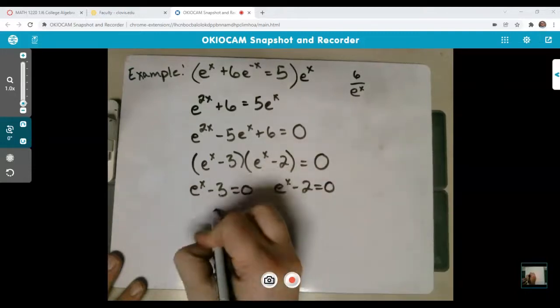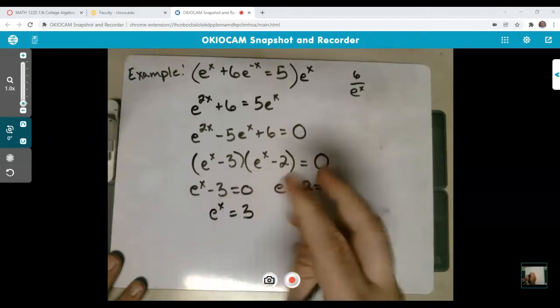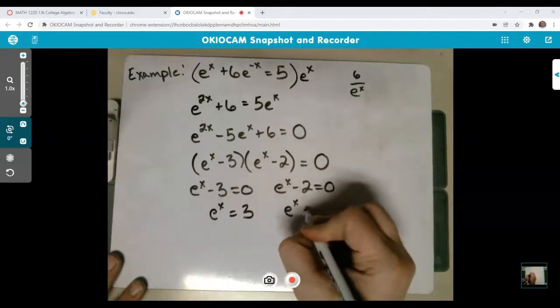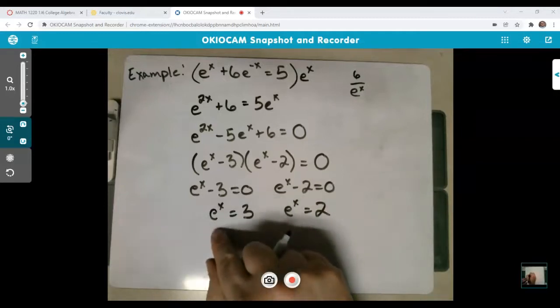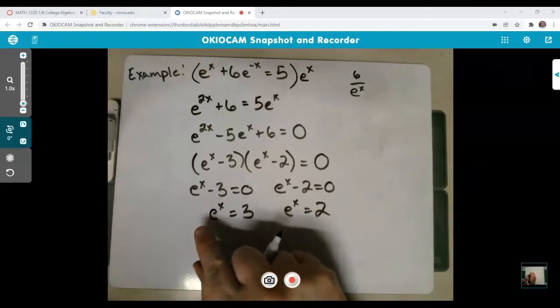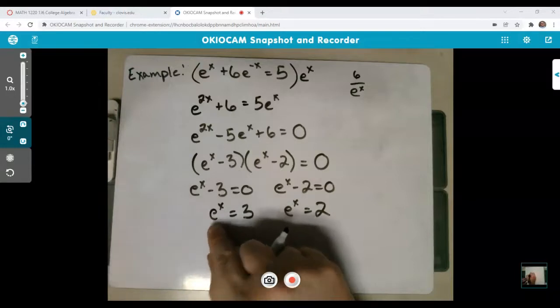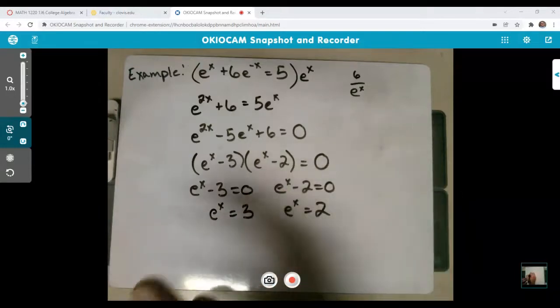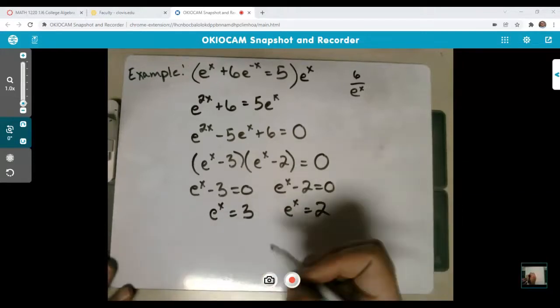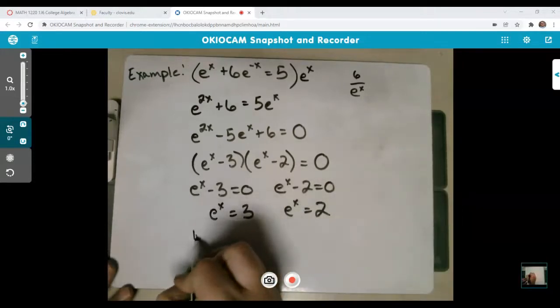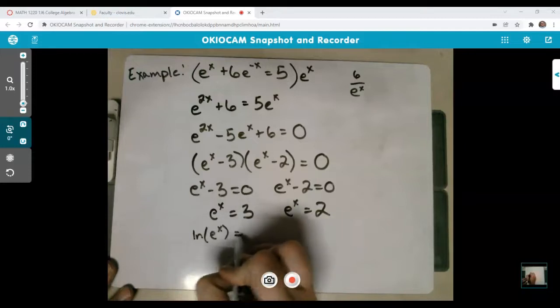I factored it out, so set each factor equal to 0. Add 3 on that one, e to the x equals 3. Add 2 on that one, e to the x equals 2. And then now I need the power, so just like we did on the last one, I can take the natural log on both sides.